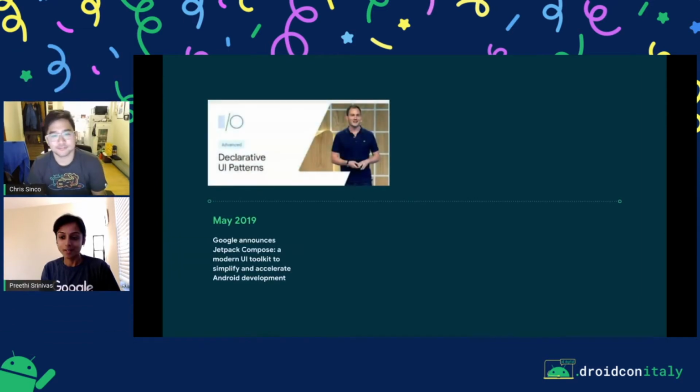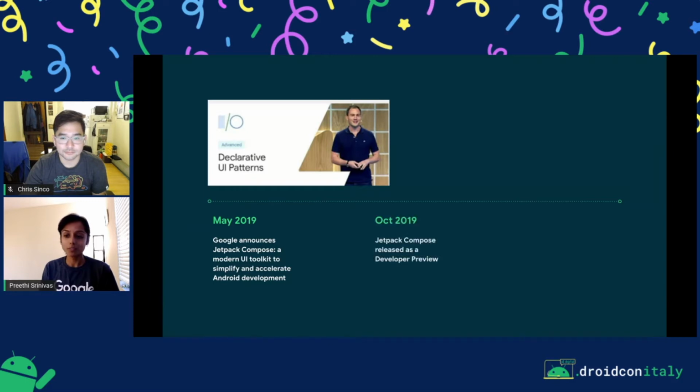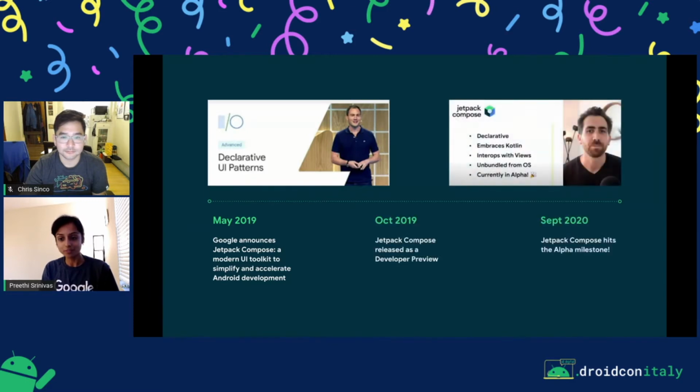Okay. In May 2019, we announced an early preview of Jetpack Compose, our modern UI toolkit designed to help build beautiful apps quickly and easily. And today, we are actually going to talk about how the community has helped evolve Jetpack Compose. So just to give a little bit of background, flash forward, we recently released the alpha version.